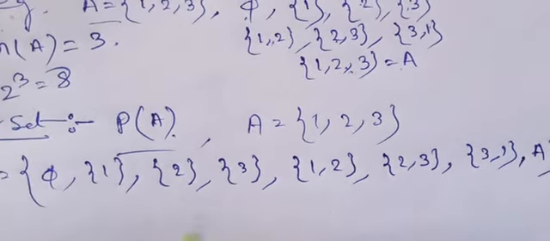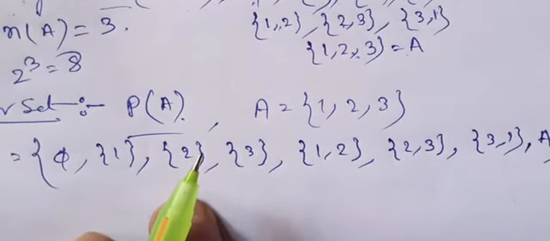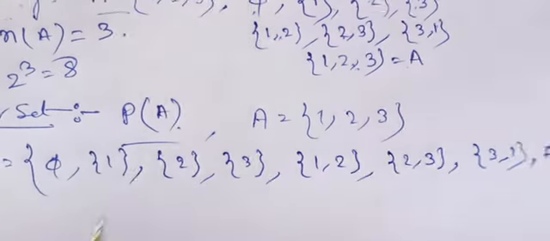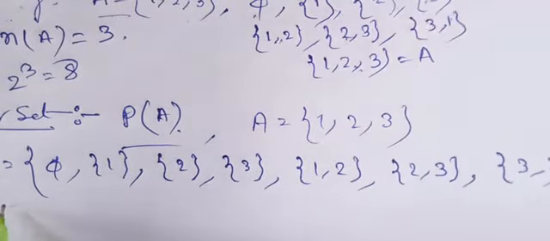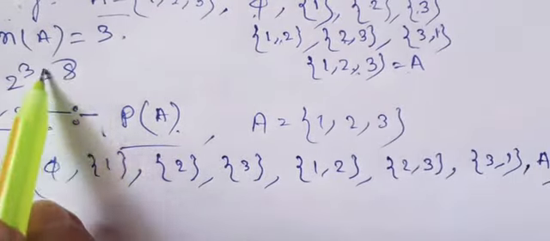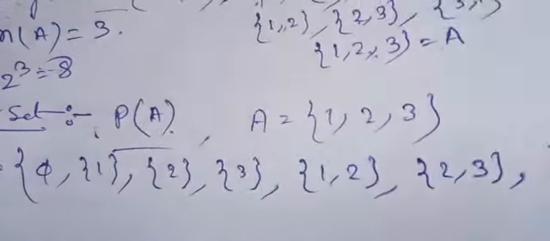Now similarly, the power set of any set contains what number of elements? 2 to the power n elements. Okay, so this is the power set of A.